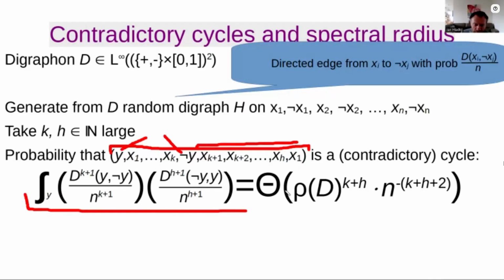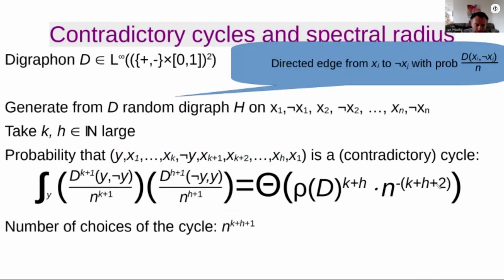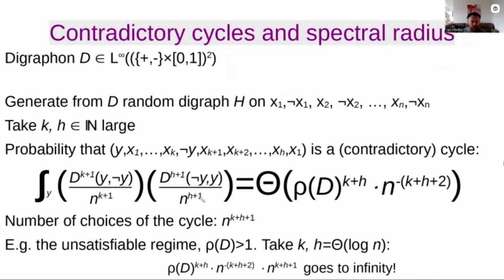And now using our Gelfand's formula, what you have is that this is theta of the spectral radius of the digraphon to the k plus h times n to the minus k plus h plus 2. So the exponents are almost the same. They are off by 2. Now this was for a fixed choice of your variables y, x1, and so on. But actually, we will be fine with any contradictory cycle. So we are doing a union bound, and the number of choices is something like n to the k plus h plus 1.